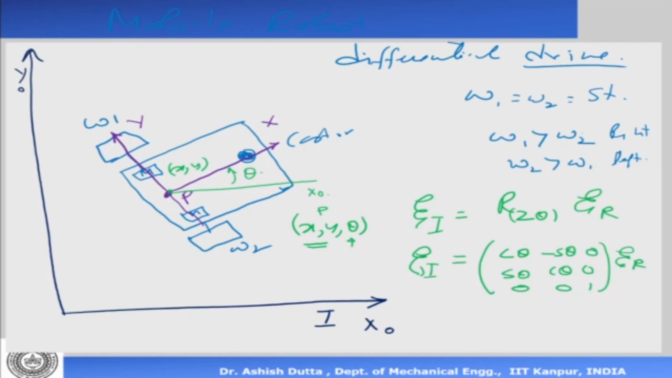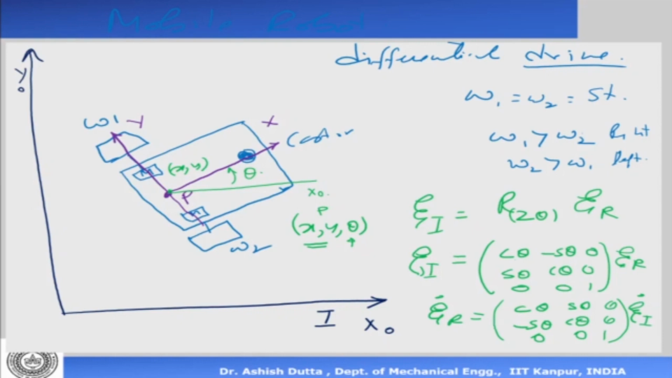Now if I take the inverse of this, if I want to find zeta R, this is equal to R transpose times zeta I. So it is [cos theta, sin theta, 0; minus sin theta, cos theta, 0; 0, 0, 1]. Is it okay? And this is zeta I. Okay. So if I want to find the velocity, I just take the derivative of this and that. So the velocity of the robot is also governed by this relationship only.